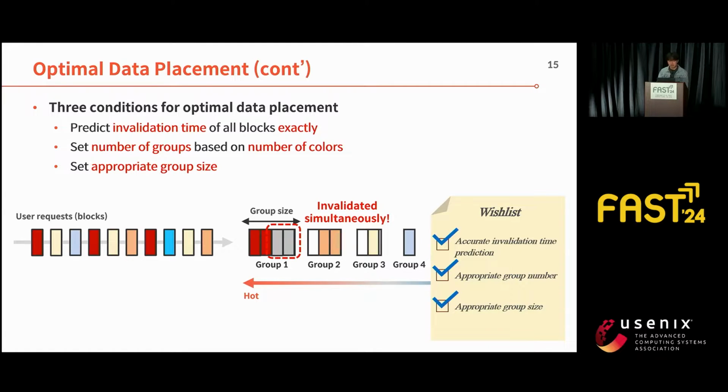So in summary, to achieve the optimal, we must check this wish list. First, predict invalidation time accurately. Second, set an appropriate group number. And third, set appropriate group sizes. If we can design the data placement by following this wish list, it can be optimal.